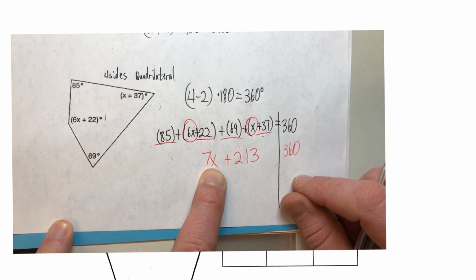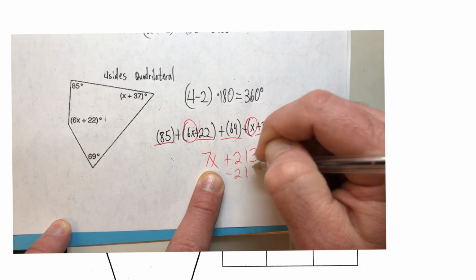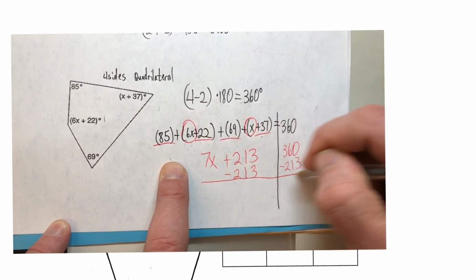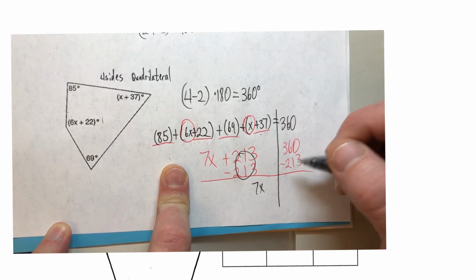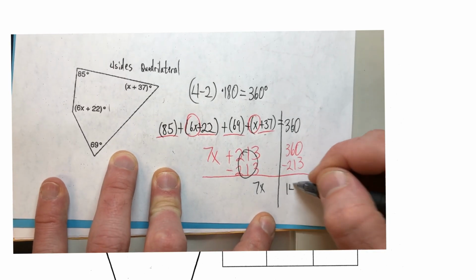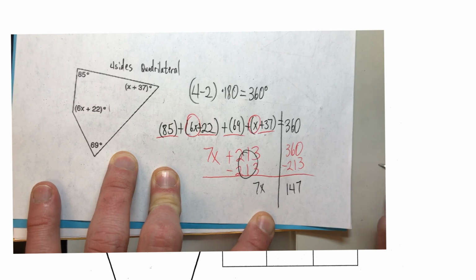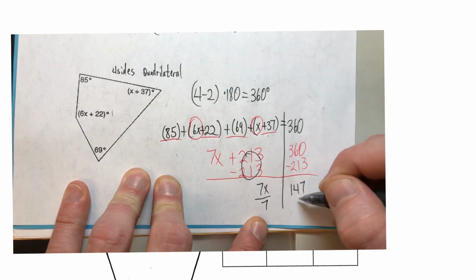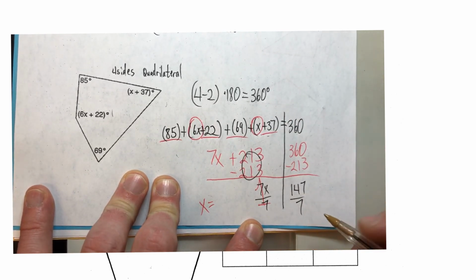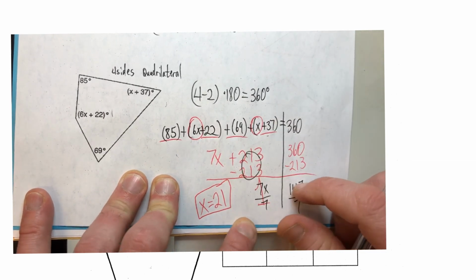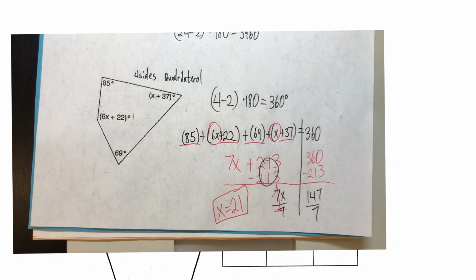We're just solving for x here, so what's next? Subtract 213. Okay, this zeroes out. I have 7x left on this side. Over here, what's 360 minus 213? It's 147. Then what do we do? Divide by 7 on both sides. These 7s cancel. And 147 divided by 7 is 21. So x is 21. And that's what I want. And if I want to know what these angles are, I can take that 21 and just plug it back in and see how big those are. But we're going to leave it like that. That's what I want to do for right here.